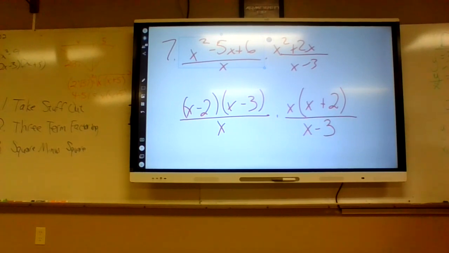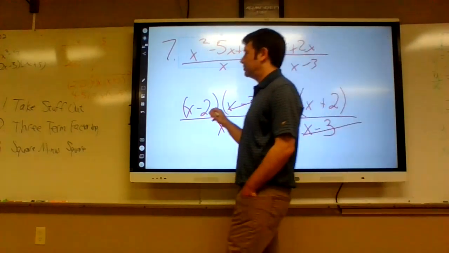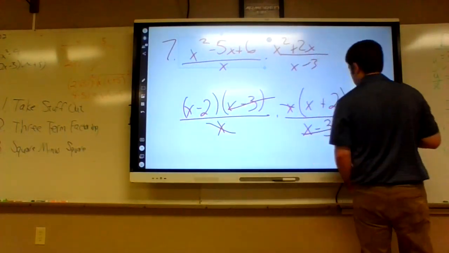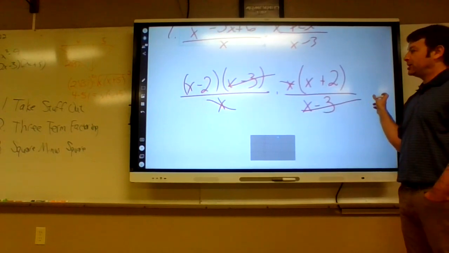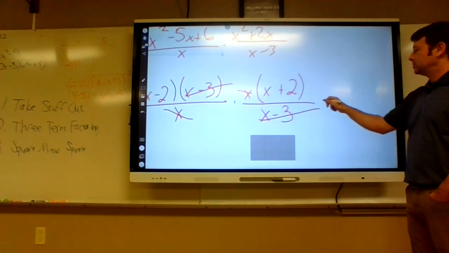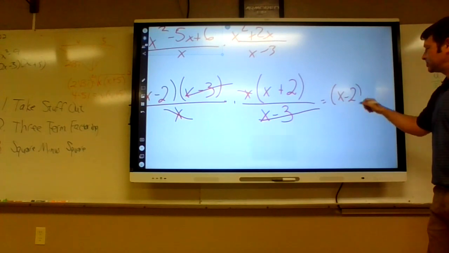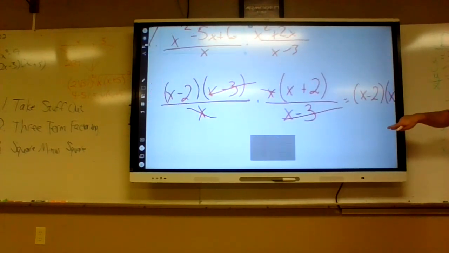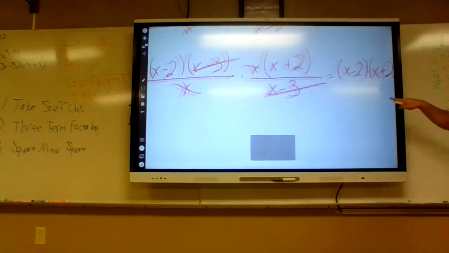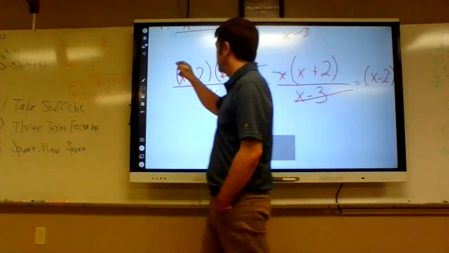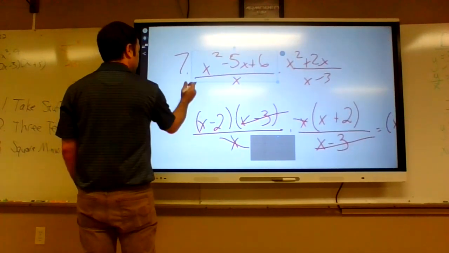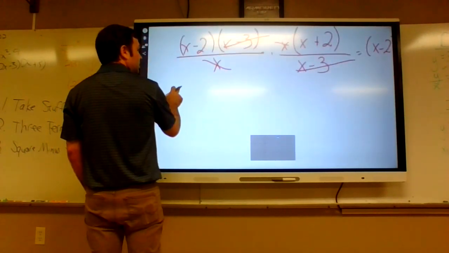We'll cross it out. Anything else? Anything else? No. So we got x minus 2, x plus 2 over nothing. So I'm just going to put x minus 2, x plus 2. Did I label this? 9. That was 7. What? Wait. Oh yeah, you're right. It was 7. Number 9.